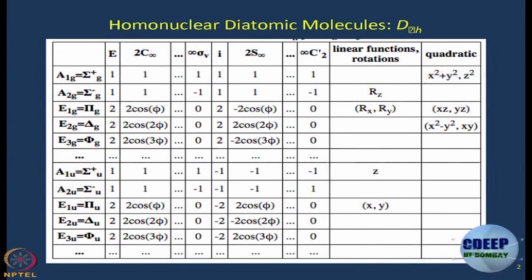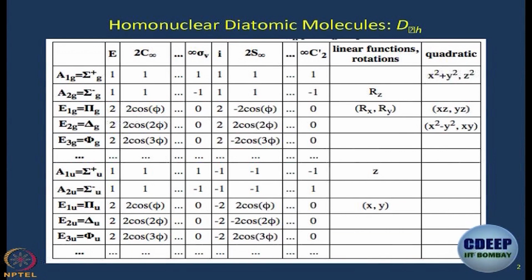So, this here is the character table for D infinity h, and since it is a special character table, Mulliken nomenclature is also special. See, the first irreducible representation you have is of course totally symmetric. So, you usually call it A1g, but you do not.